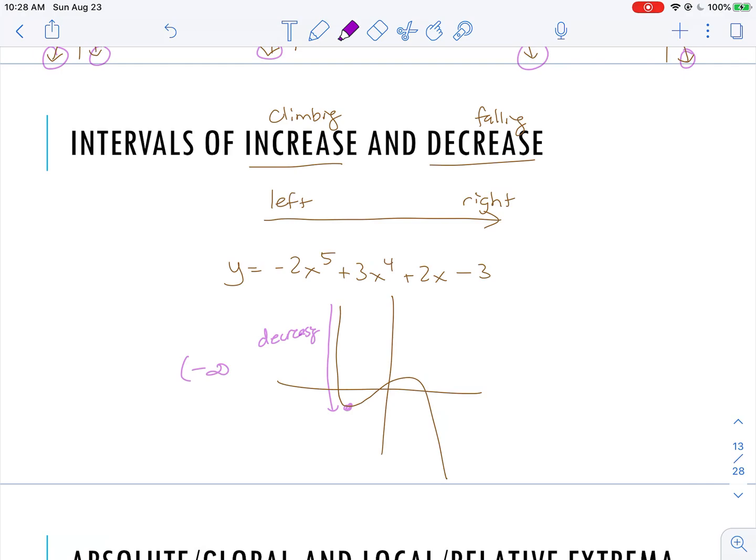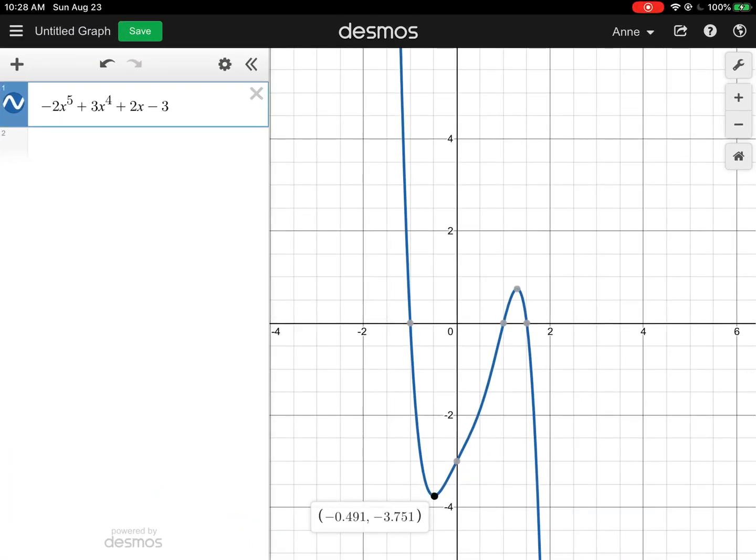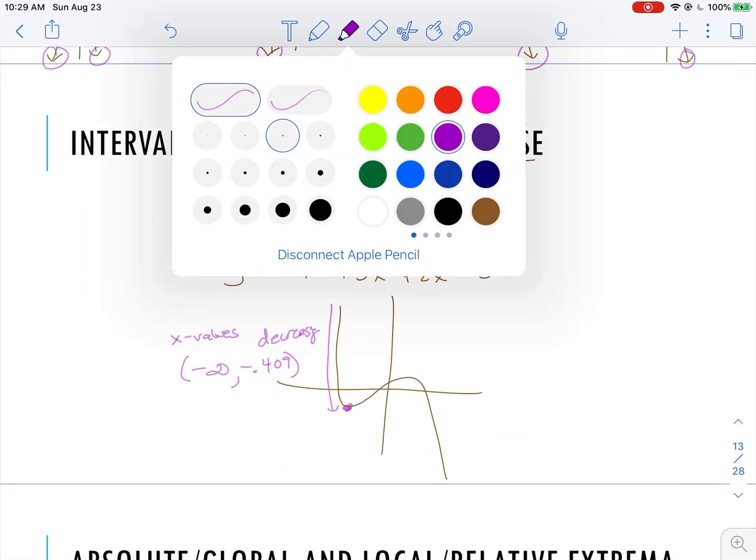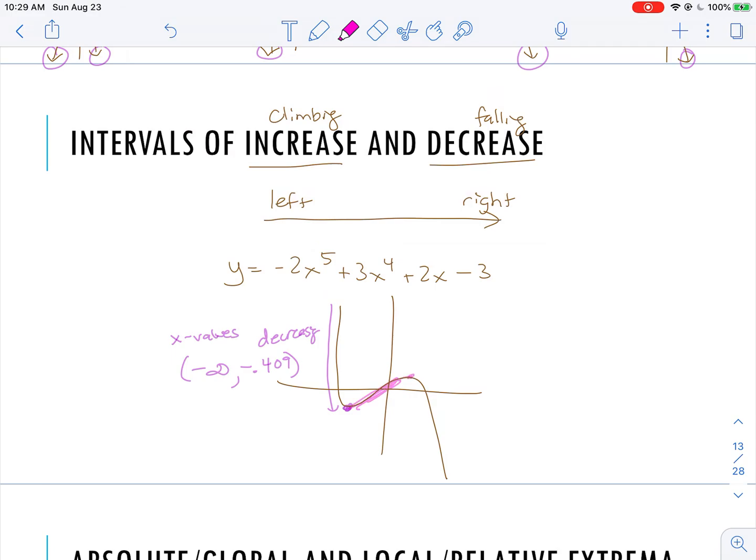And we name it on the x-axis. So it's decreasing from negative infinity on the x-axis all the way to that value, which was negative 0.491, I believe. So my graph was decreasing on the x-axis, so those are x values, from negative infinity to negative 0.491. And then after that, it's increasing from negative 0.491 to 1.293. And again, the graph is climbing there.